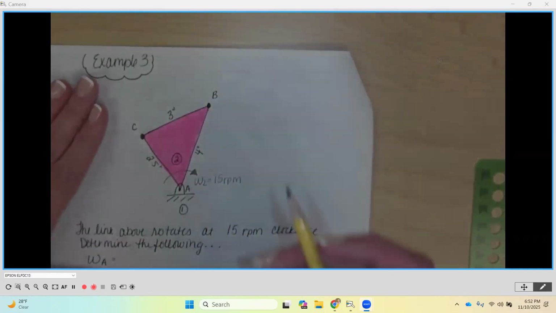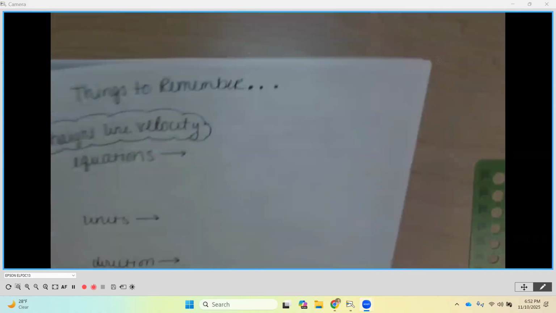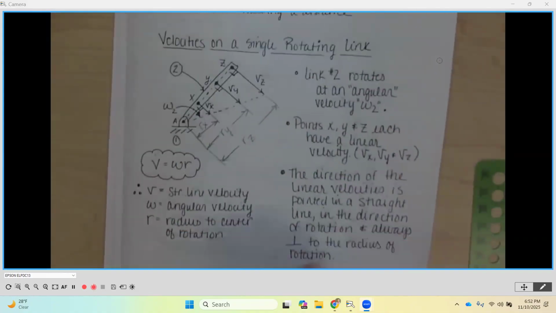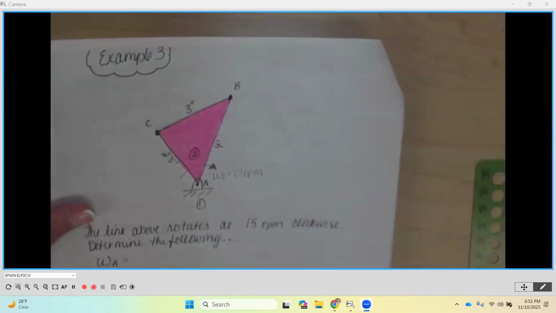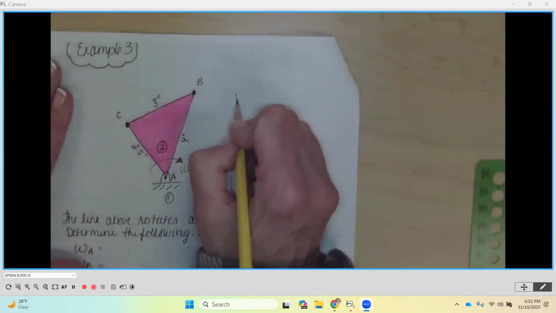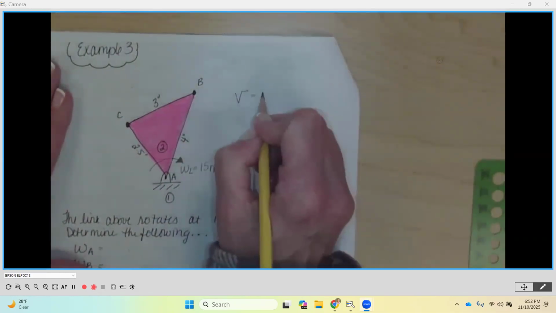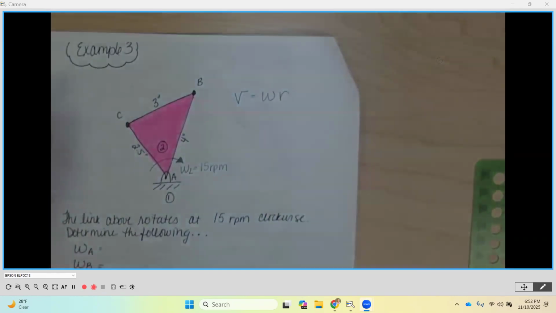But for the V's here, you're going to want to do the calculation. So the calculation is going to be from our first page. And that is V, straight line velocity, is equal to angular velocity times R, or its distance away from its center of rotation. So I'm just going to put that value up here. V is equal to WR.